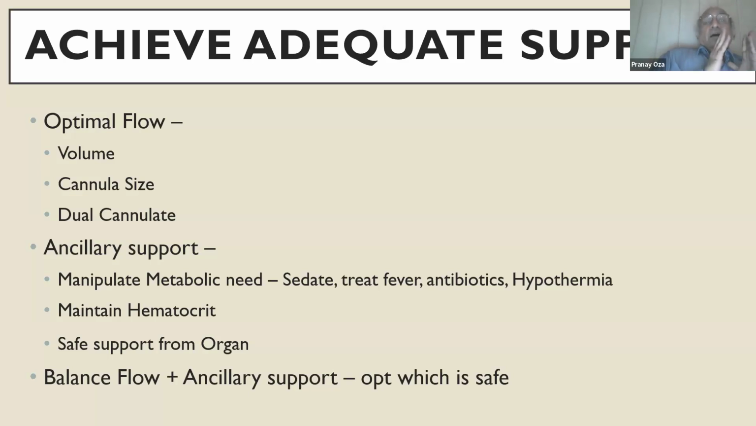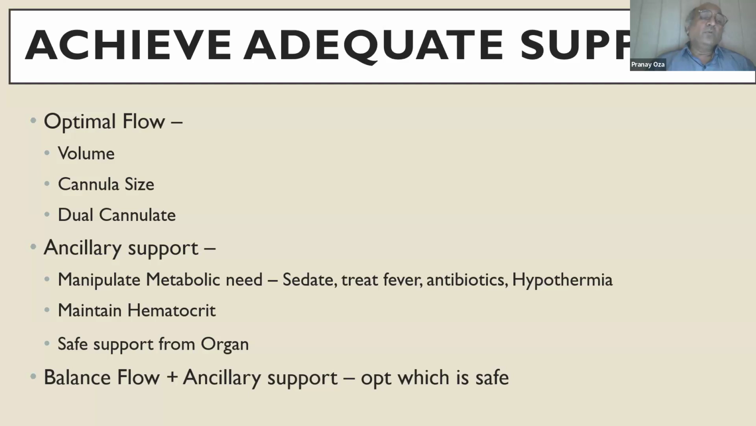So one of your goals is to achieve adequate support. Okay. So your support should be adequate. Now, how will you get adequate support? You can get adequate support by an optimal flow. So I'm talking about optimal flow. I'm not talking about adequate flow. So you should try to get an optimal flow to get an adequate support.